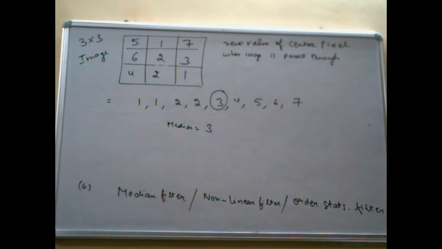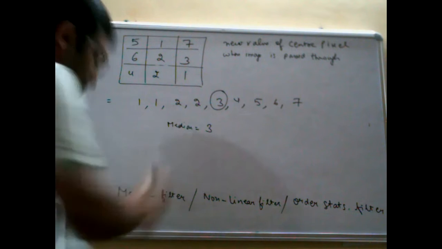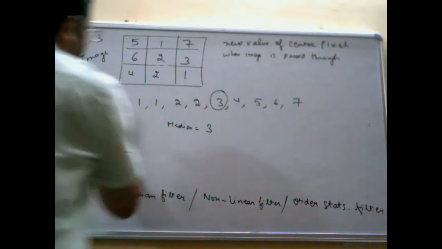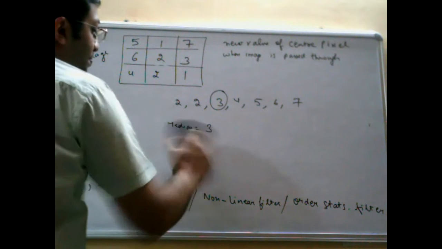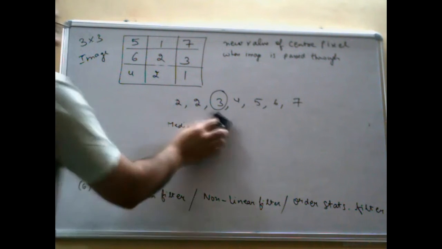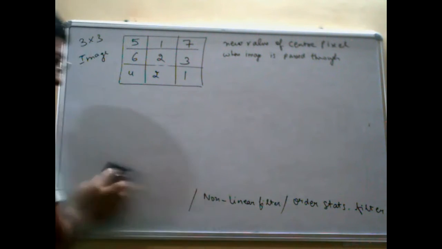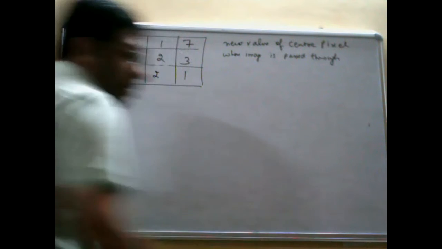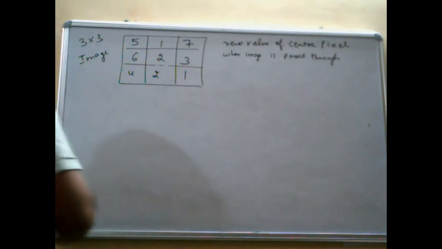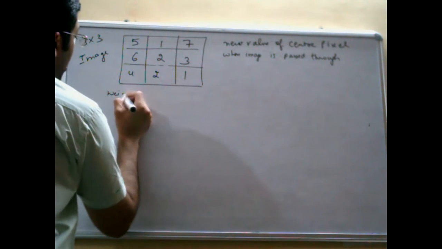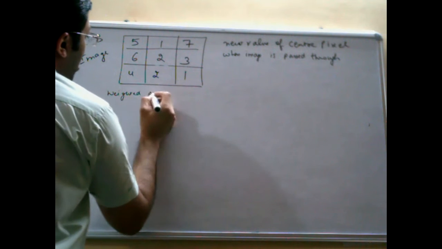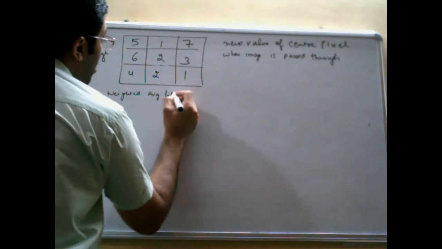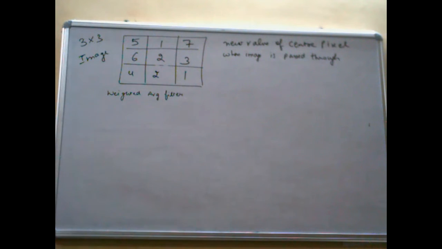Only a few students have got it right. The correct answer is 3. Okay. Now, the last filter, that is the weighted averaging filter.